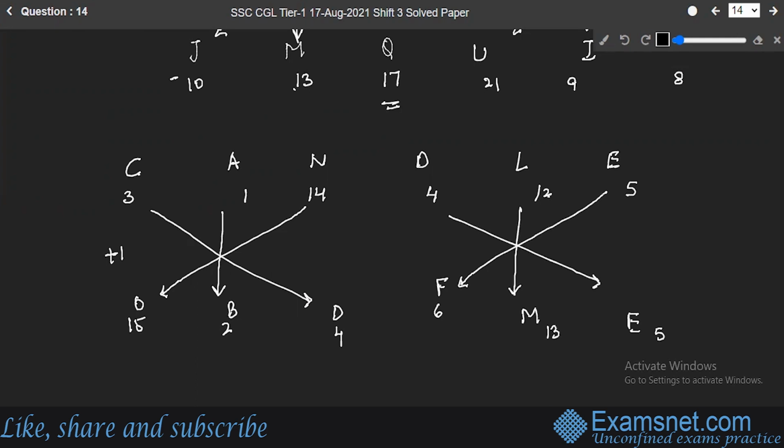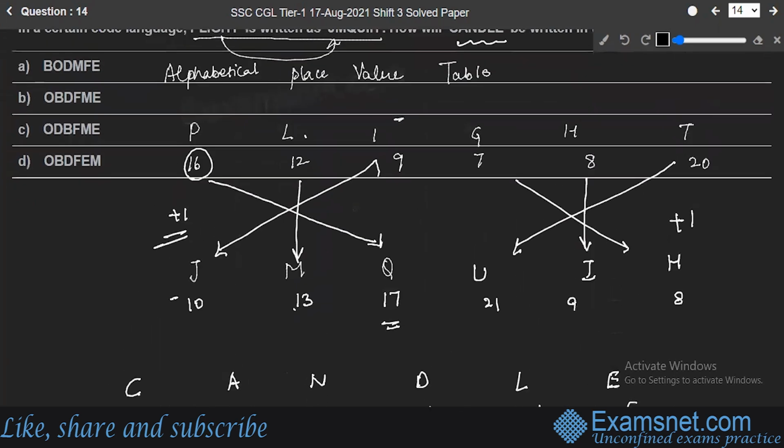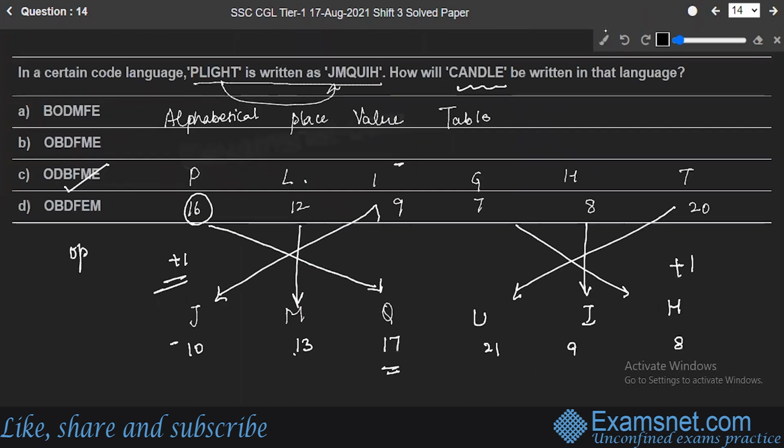Right. So what does the code become now? It is OBDFME. Let's check with the options. OBDFME. Option C. Wait. Yeah, sorry, it's not C. It is option B. Hope you are clear with this, right? Let's move to the next question.